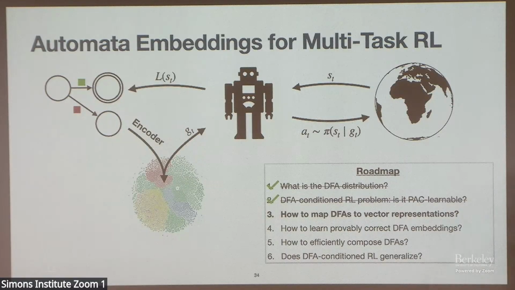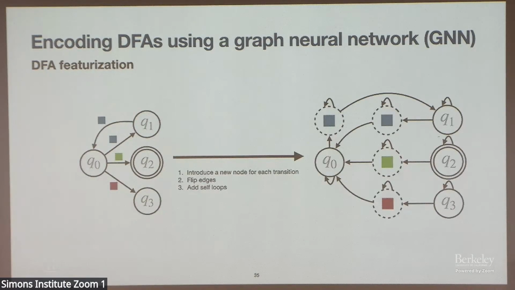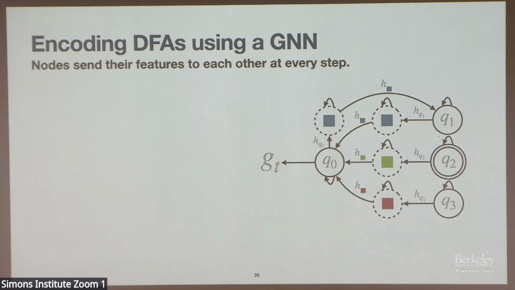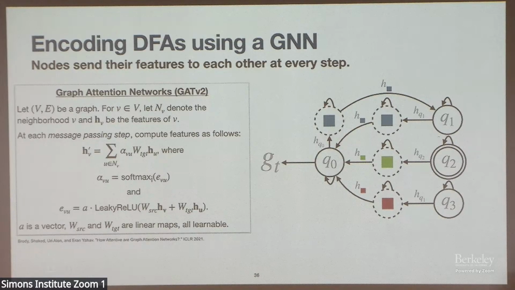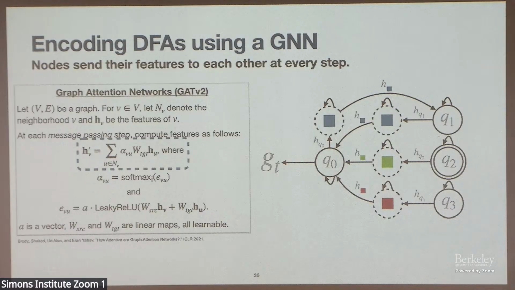But I need one more thing to set up here. How do I map DFAs to vectors? We'll use graph neural networks to do so. Given a DFA, we'll construct a featurization of the DFA. We introduce new nodes for each symbol, flip edges, and add self loops. The reason we do this is that in graph neural networks, each node sends messages to its neighbors at each step. We specifically use a graph attention network, but the idea is you do a permutation invariant aggregation over the messages at each node.